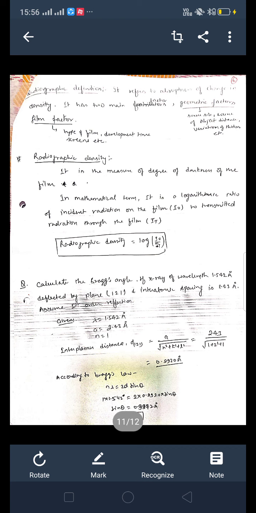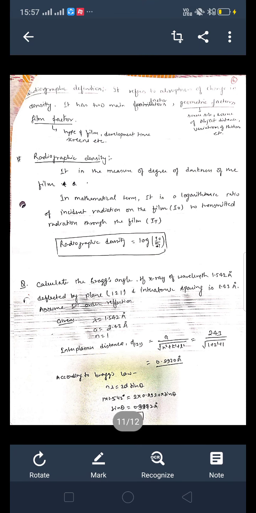We also studied Bragg's law, which gives the formula n lambda is equal to 2d sine theta, where n indicates the order of the reflection, lambda is the wavelength of the incident rays, d is the interplanar spacing, and theta is the angle. So in this video, I am going to discuss some numericals based on Bragg's law.